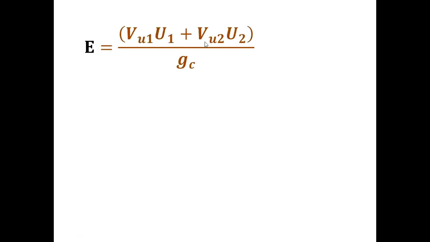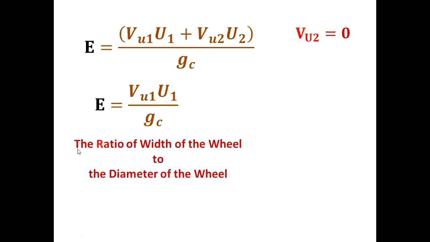VU1 U1 plus or minus VU2 U2, let it be. Then VU2 is equal to 0, VU1 U1 divided by GC. Therefore, the ratio of width of the wheel to the diameter of the wheel, that is B1 divided by D1.